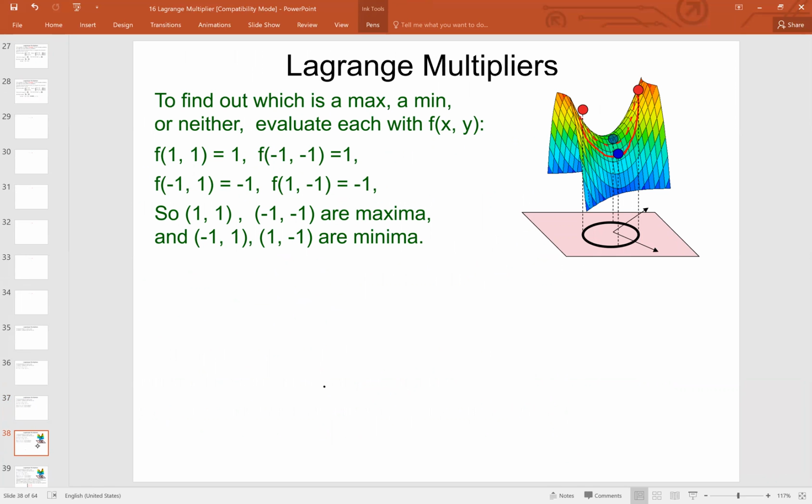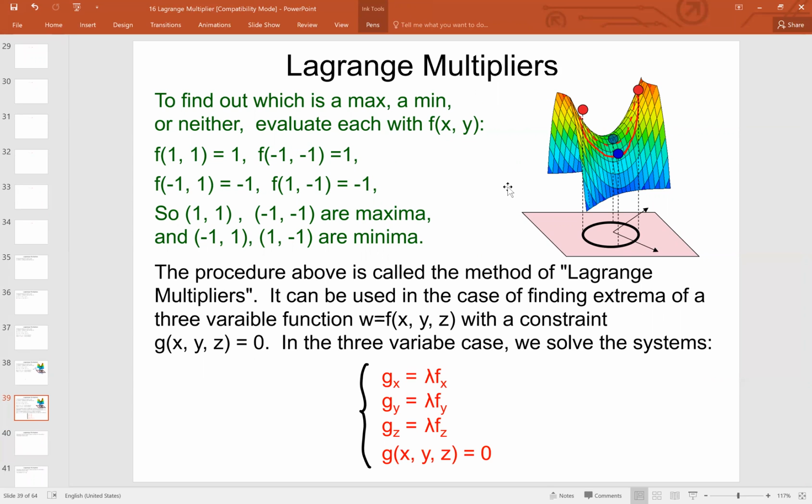The circle is the domain. This is the circle x squared plus y squared equal to 2. And then this is the surface z equals xy. And the path, and we have the 2 minimum points and 2 high points.